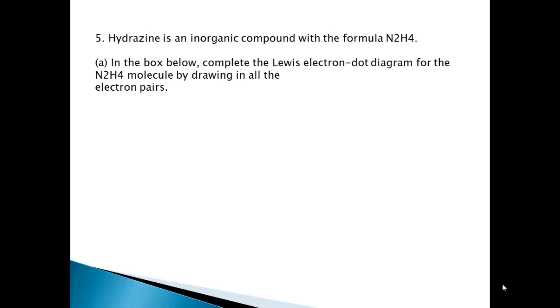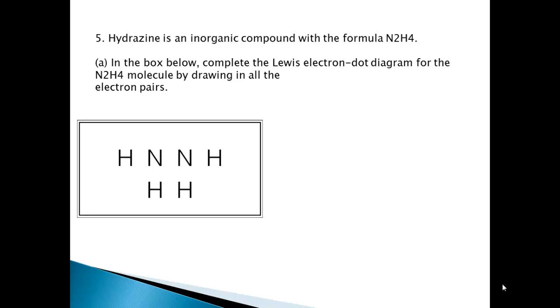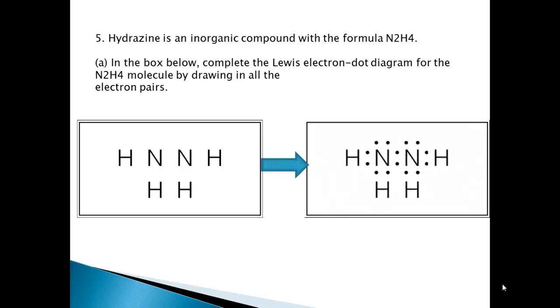So in the box below, complete the Lewis electron dot diagram for the N2H4 molecule by drawing in all the electron pairs. So, well, first you figure out how many electron pairs you have. So there's 5 electrons from each nitrogen atom and 1 from each of the hydrogen atoms for a total of 14 electrons between 7 pairs. So when you draw them in, you should get this. So there's bonds to each of the hydrogen atoms as well as a lone pair above each of the nitrogen atoms.